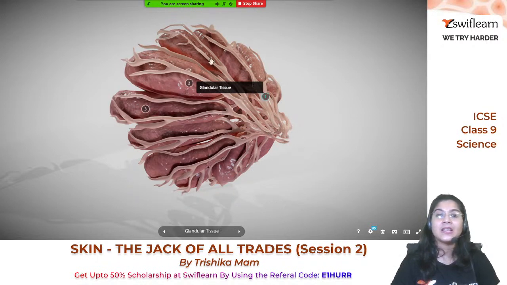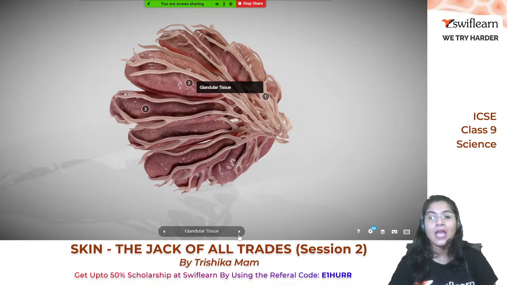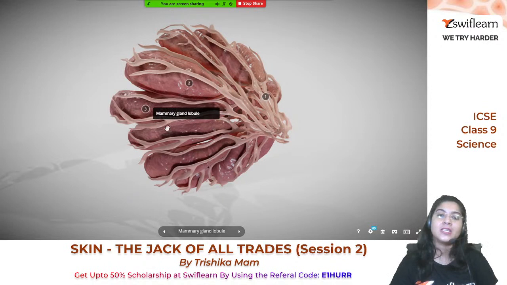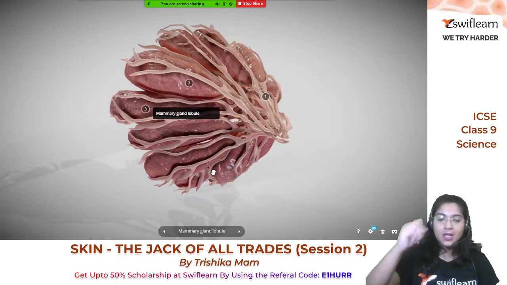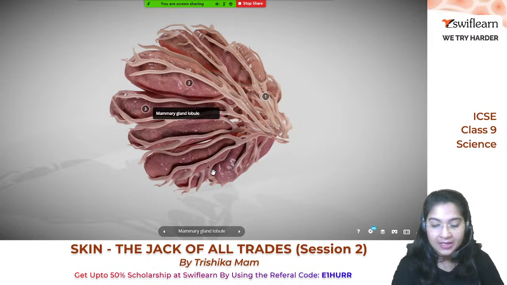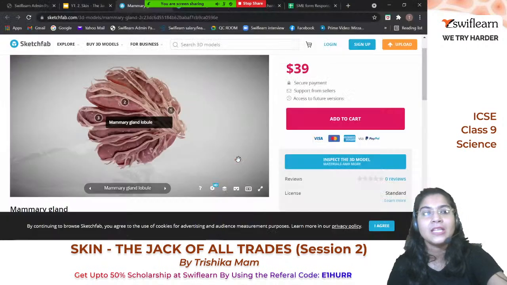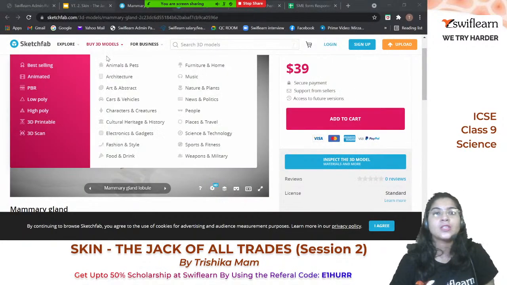Secondly, you can see the glandular tissue. This is basically the exocrine glands which secrete the milk, and these are the glandular tissue. And the third one, these are the lobules. This number 1, 2, 3, 4, 5, 6. You can see this lobe-like structure, the divisions. These are known as the lobules of the mammary gland. Clear? So these are the basic things which are present in the mammary glands, basic things which are also there in your syllabus.